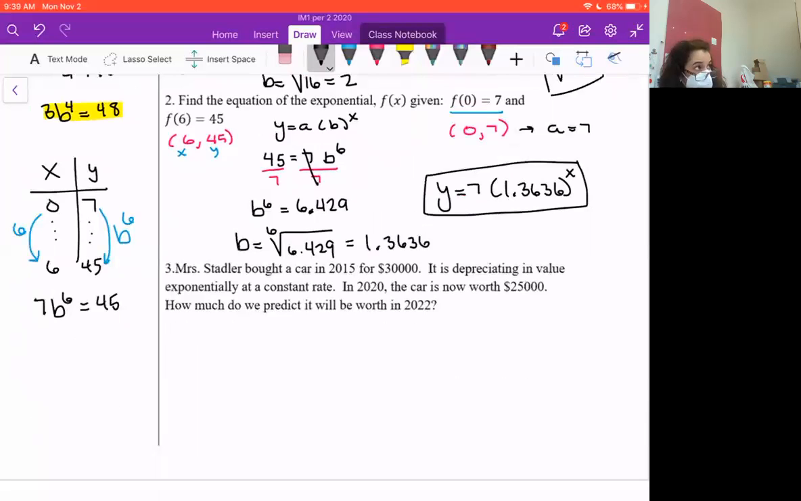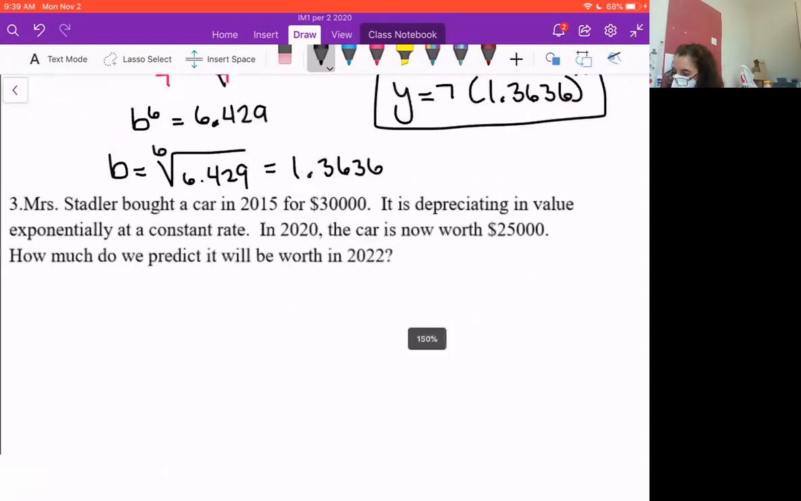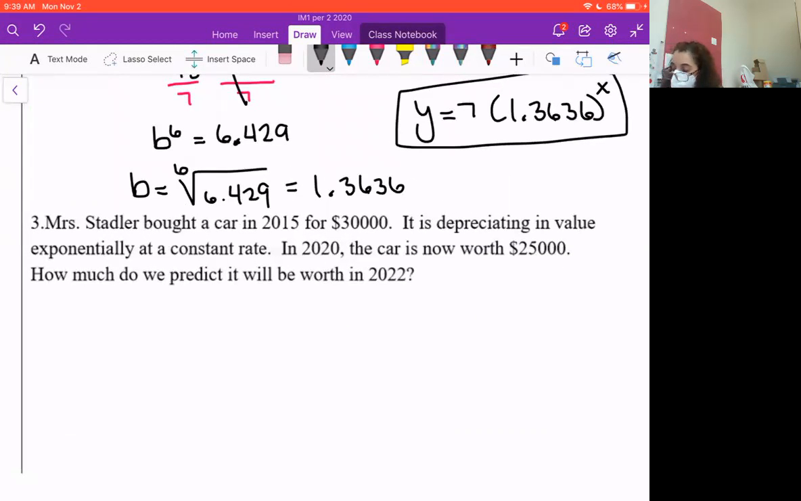Last one is a word problem, because this can work regardless as long as you have 2 different values to look at. So Mrs. Stadler, hey, that's me, bought a car in 2015 for $30,000. It is depreciating in value exponentially at a constant rate. So my car is depreciating every year. It means it's worth less and less each year. In 2020, the car is now worth $25,000. How much do we predict it will be worth in 2022?